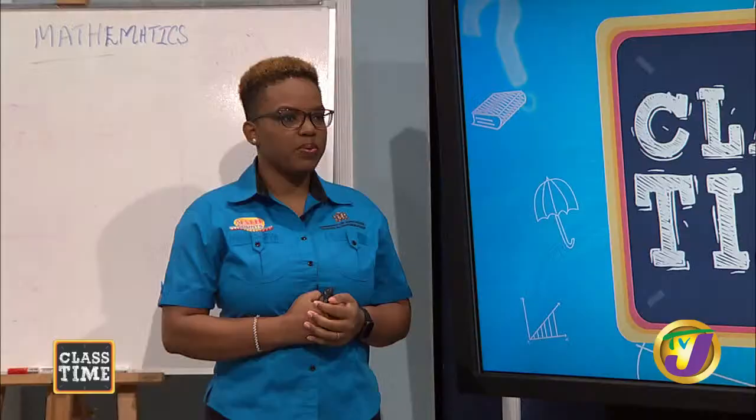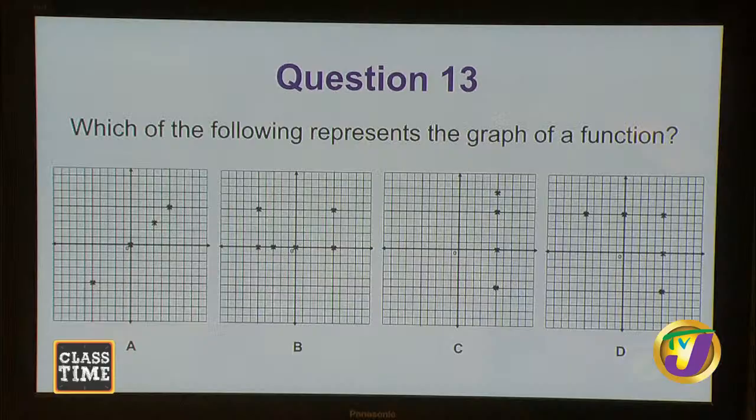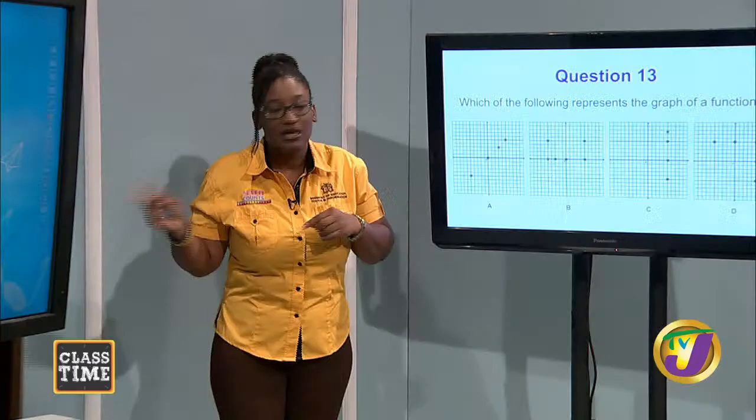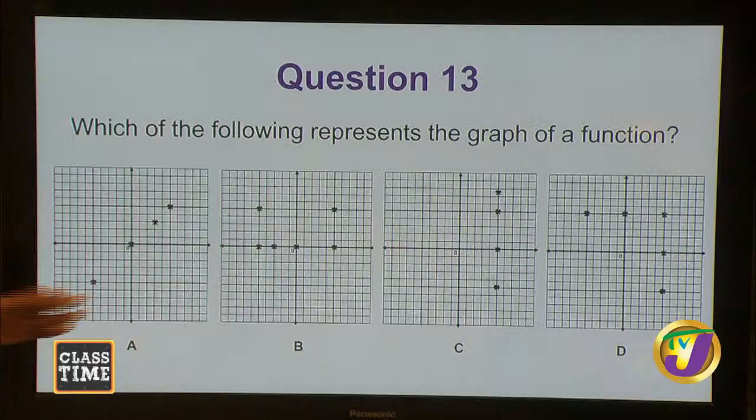Which of the following represents the graph of a function? What is a function? So here's the thing. What I remember about function, in a nutshell, just in case you don't remember the fancy definition, you want to ensure that each input value maps to only one output. In other words, you want to make sure that each X matches to only one Y. Now, when it's in a graph like this, we can do what's called a vertical line test. As the name suggests, it's checking it with a vertical line.